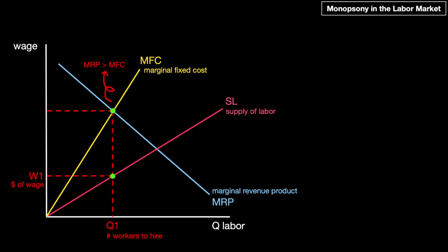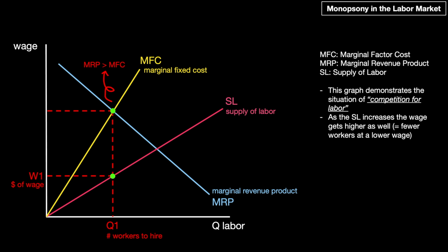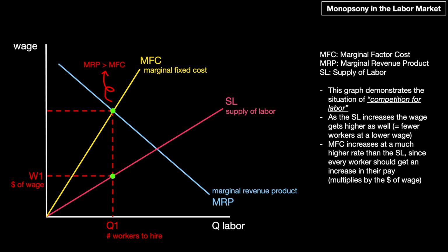Then let's move to the right side and just take a look at some additional important information. So basically, this graph demonstrates the market competition for labor. So the product becomes labor, and it is competition for selling their labor. And when the amount of workers increases, the amount of wage paid also increases, and it's reflected by the SL graph. As I explained, the MFC increases at a faster rate than the SL due to the multiplication of the actual amount of money paid by the number of workers. And to conclude, the firm will never ever hire anyone past the point Q1.